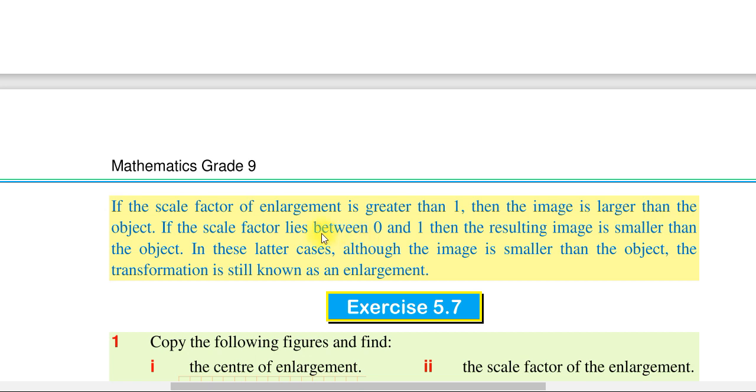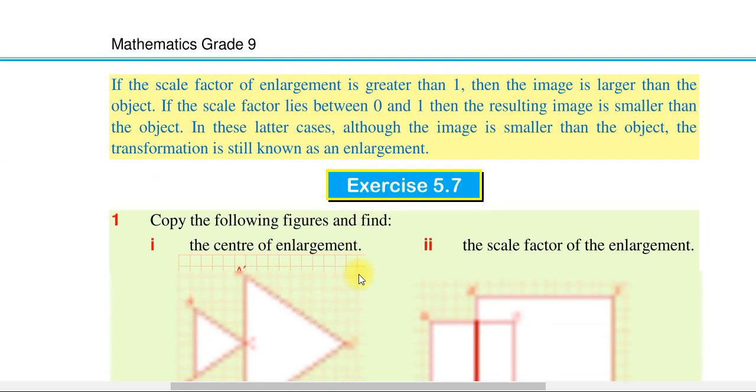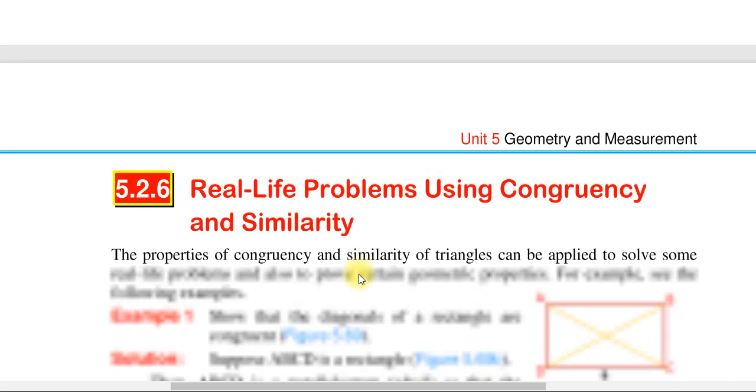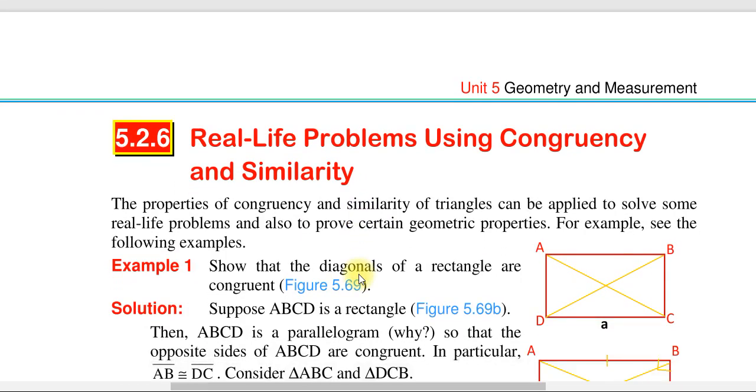If the scale factor of enlargement is greater than 1 then the image is larger than the object. If the scale factor lies between 0 and 1 then the resulting image is smaller than the object. In this latter case ያ ማለት በሁለተኛው ኬዝ ማለት ነው, although the image is smaller than the object the transformation is still known as enlargement እንለዋለን። ያ ማለት either image smaller ሆነ larger ትራንስፎርሜሽኑ enlargement ነው የምንለው። ኦኬ። Then there is a real life problem using congruency and similarity.